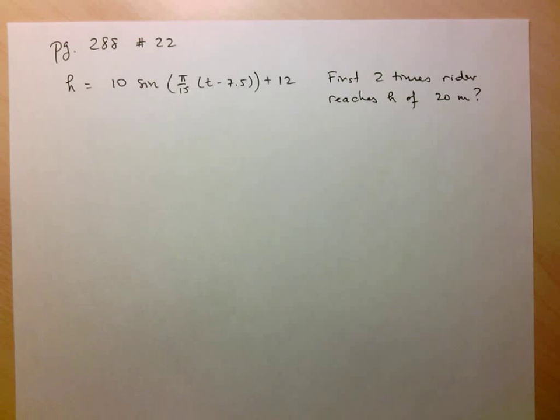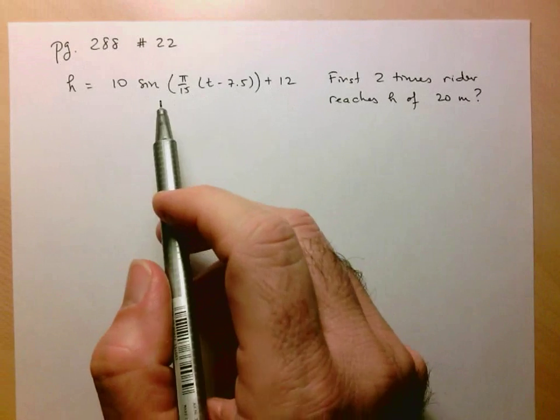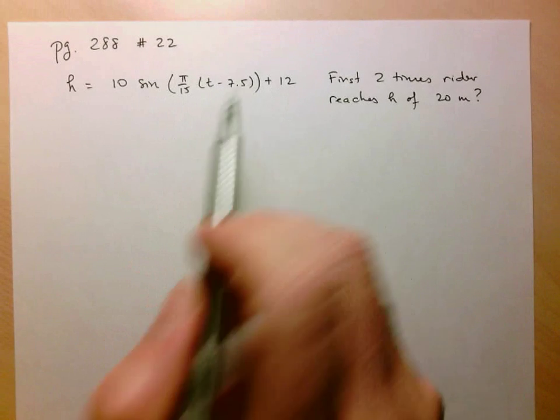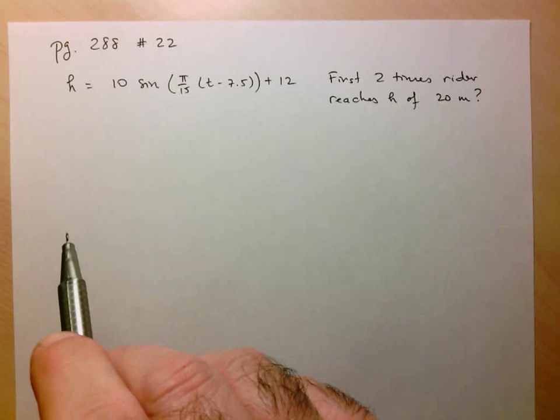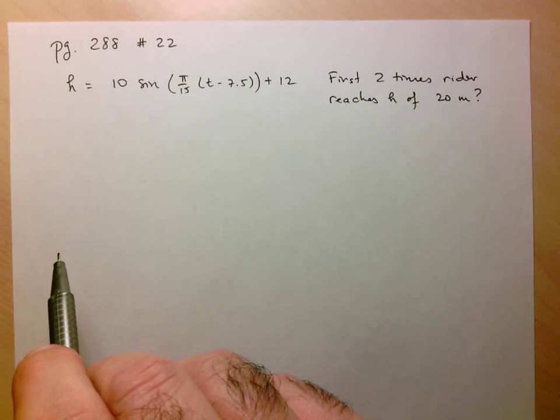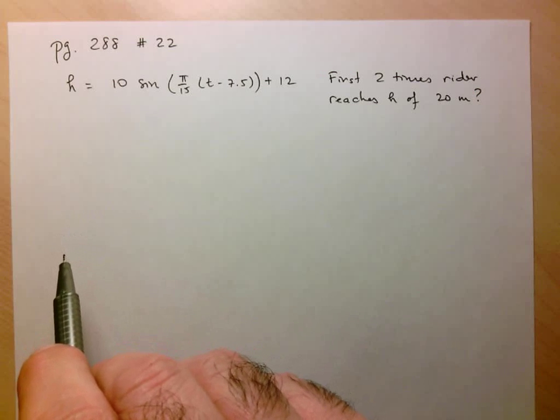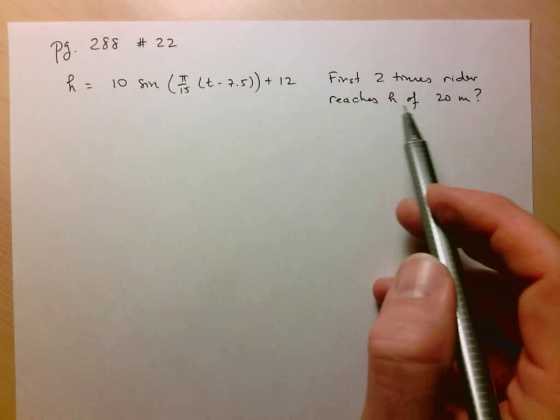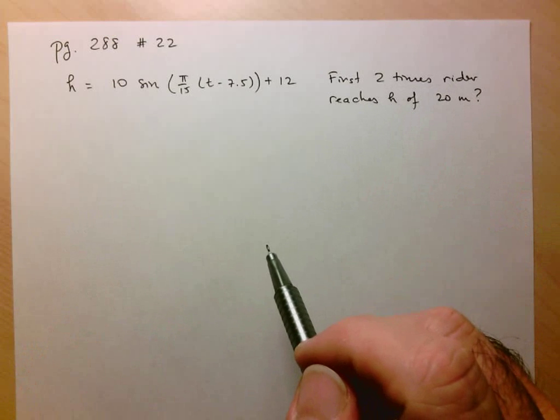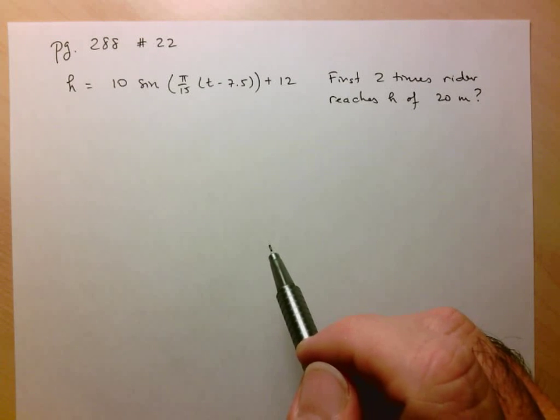Hi folks, we're going to take a look at number 22 from page 288. So this was one where we made a little correction. There should have been brackets around that t minus 7.5. Here we have the height of a passenger on a Ferris wheel, and they want to know the first two times that the rider reaches a height of 20 meters.